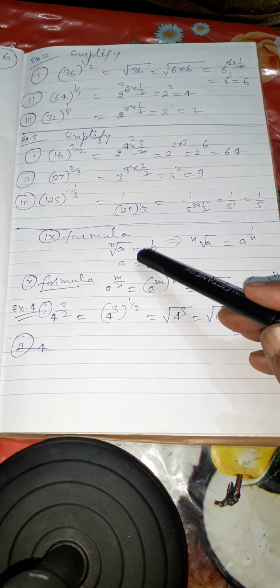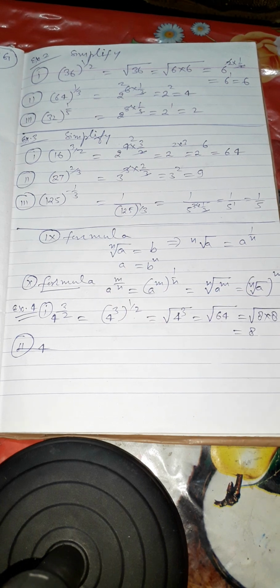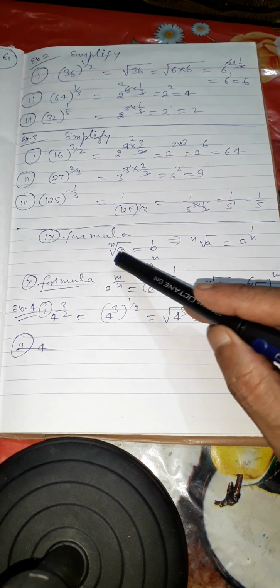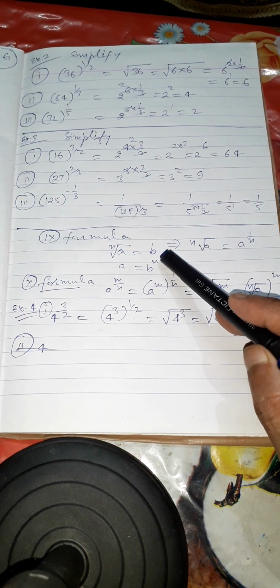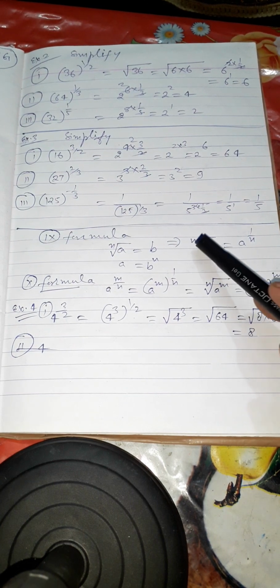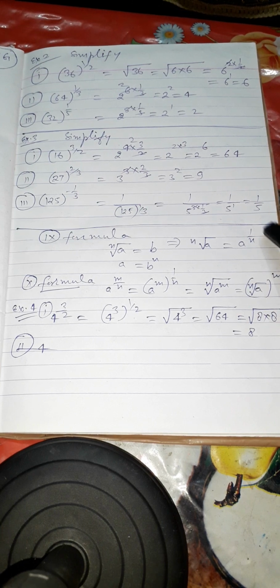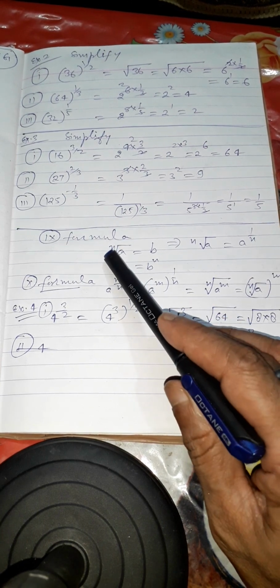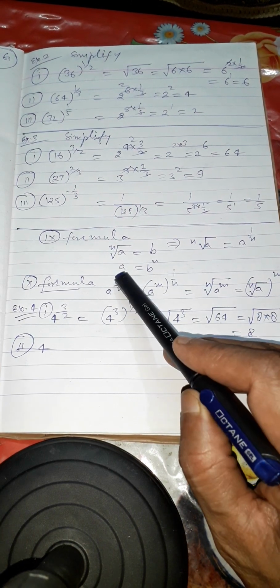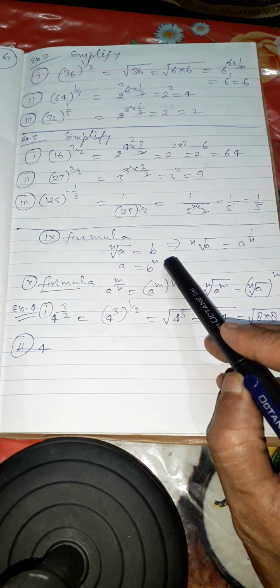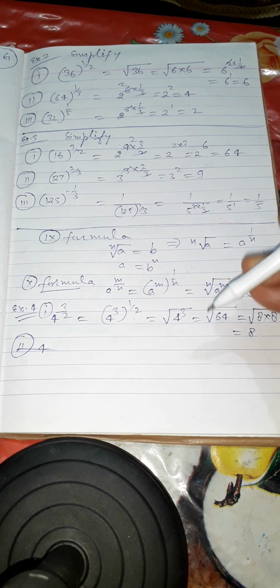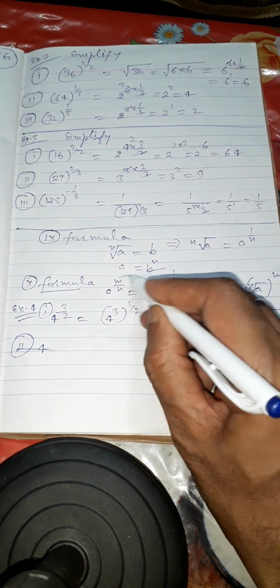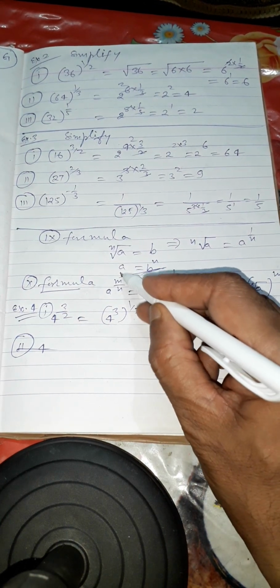Other formulas which are necessary for doing some typical sums: n root of a is equal to b. First we know that n root of a is equal to a to the power 1 upon n. But if n root of a is equal to b, it means a is equal to b to the power n. Please listen to this formula, learn this formula. It is not easy. Tricky formula.